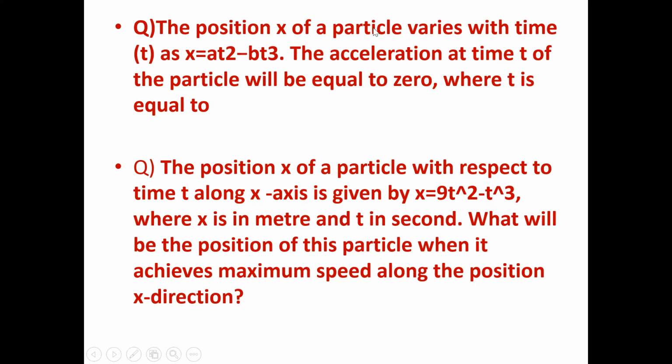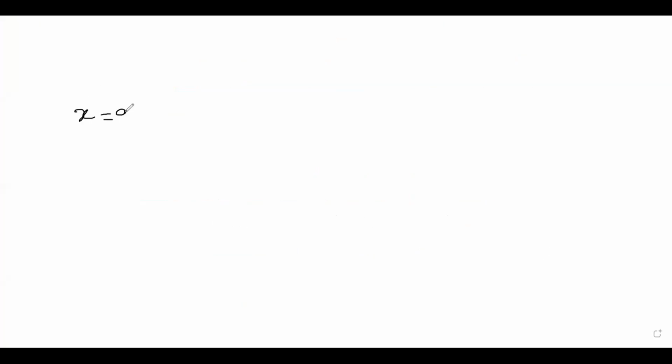achieves maximum speed is the thing we have to understand. What is this maximum speed? Maximum speed means, I'll explain that. The function I have to read once again: 9t square minus t cube. Okay. So we'll write that, x is equal to 9t square minus t cube. Let's understand what is maximum speed. Maximum speed means Vmax refers to the object has attained its maximum velocity.